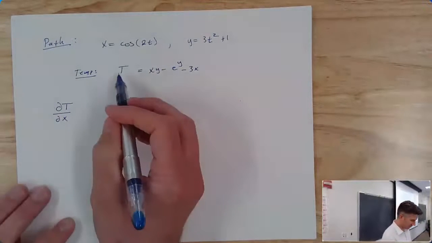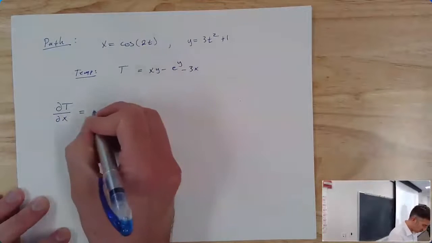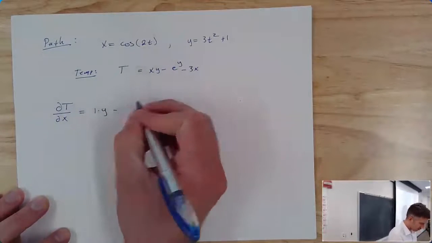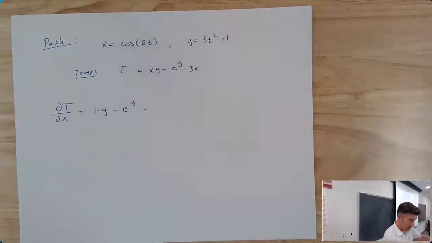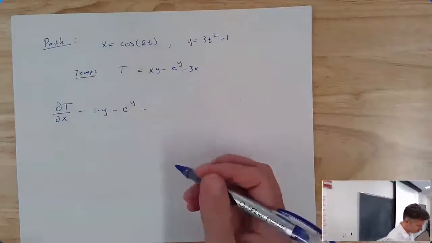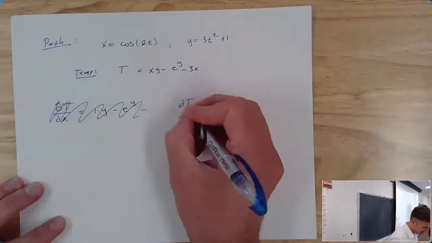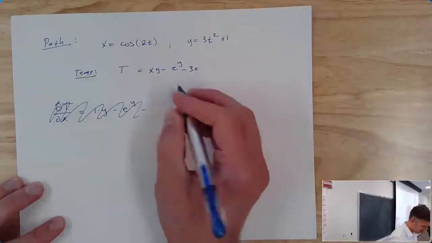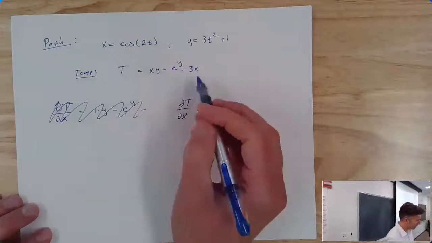So let's just find that. If we look at capital T and take the partial with respect to x, that's going to be 1 times y. Derivative of e to the y is e to the y. Derivative of 3x is... oh, no, you're totally right. I'm totally wrong. I was doing y, not x. So let's try this again. We were good to go on the xy portion here, but then somehow I saw a different variable. What should the derivative of e to the y actually be?